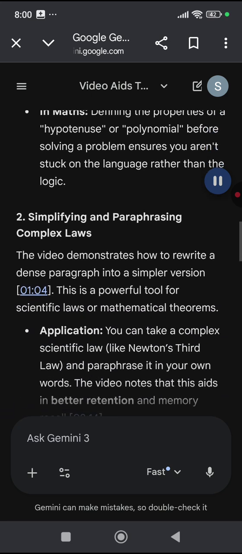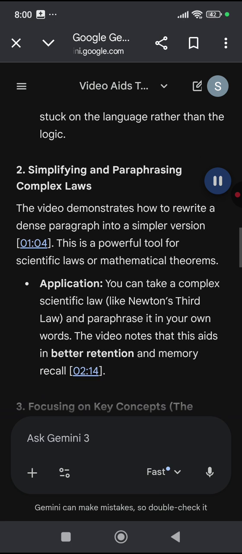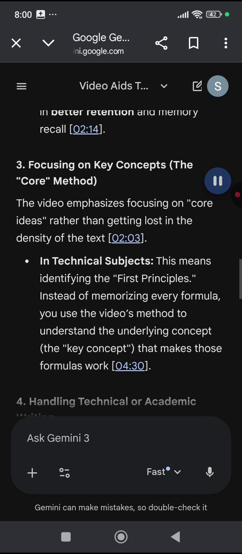2. Simplifying and paraphrasing complex laws. The video demonstrates how to rewrite a dense paragraph into a simpler version. This is a powerful tool for scientific laws or mathematical theorems. Application: you can take a complex scientific law, like Newton's third law, and paraphrase it in your own words. The video notes that this aids in better retention and memory recall.